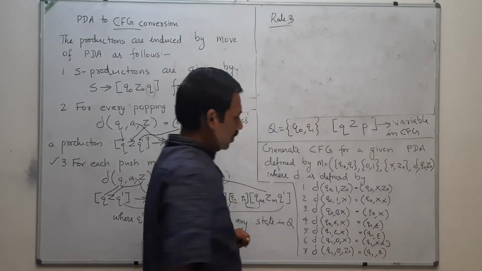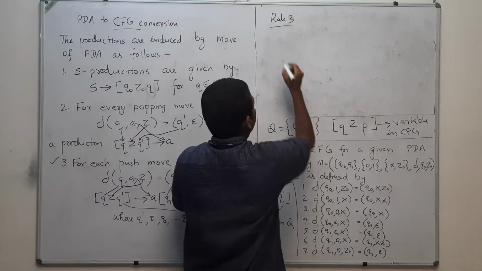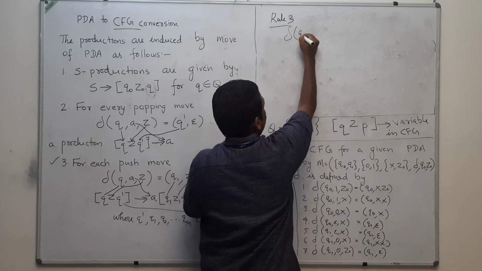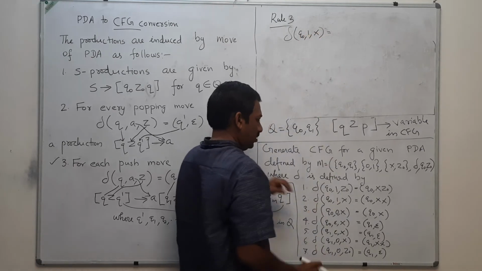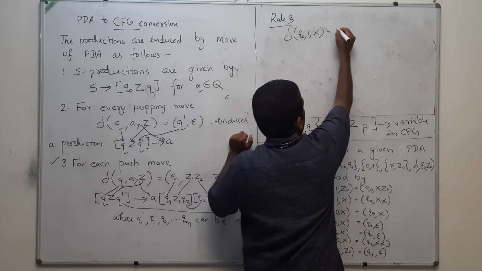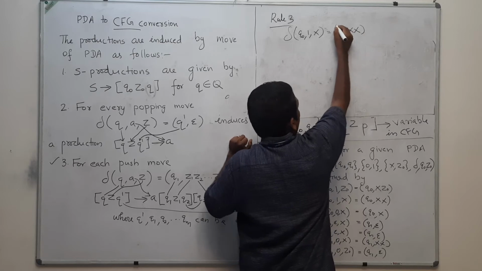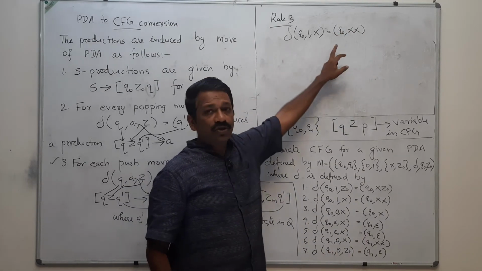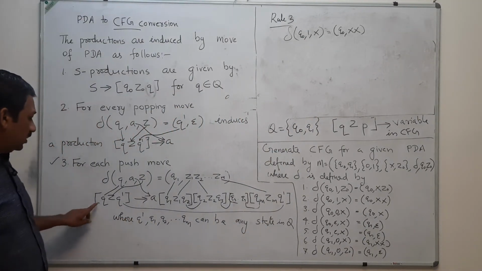See, this is delta of Q0 1 x is equal to Q0 x x. Okay. As per rule number 3, this is also a pushing operation, and here you have to start from Q0.